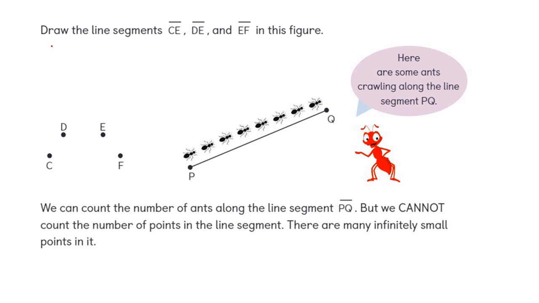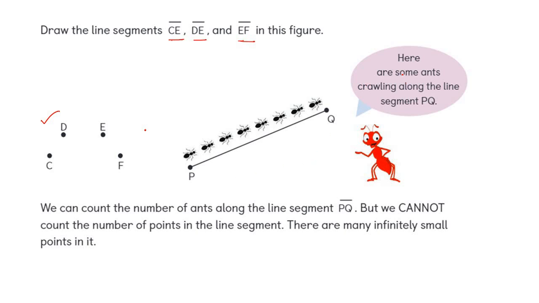Now children, you have to draw the line segments CE, DE and EF in this figure. Here is how to draw a line segment from C to E, D to E and E to F. Draw neatly using the ruler.